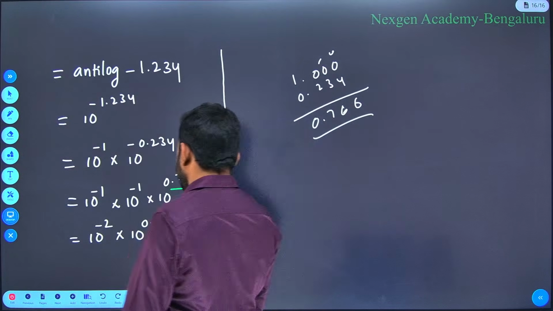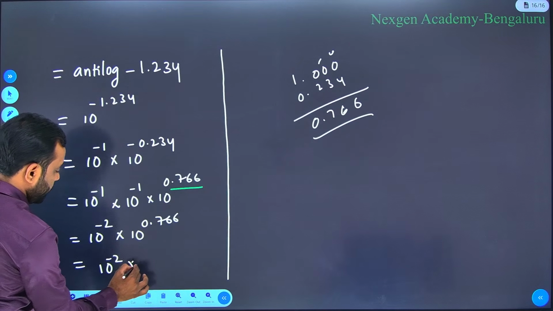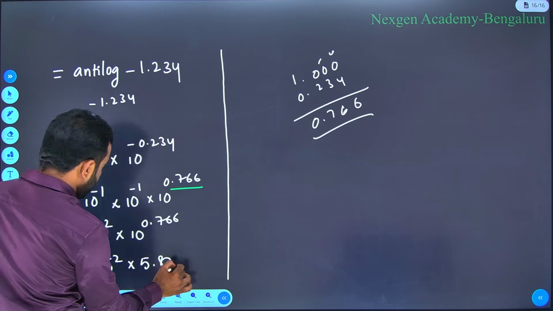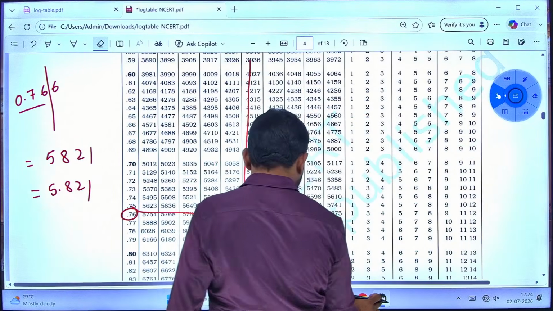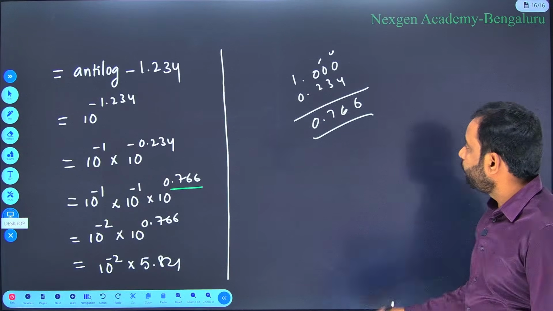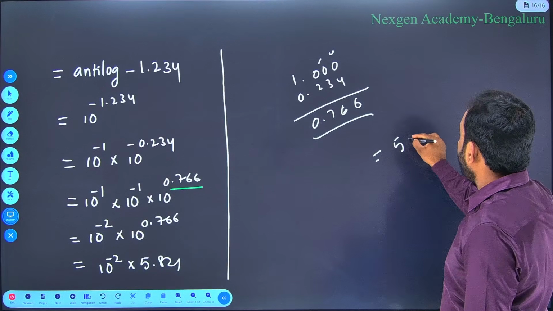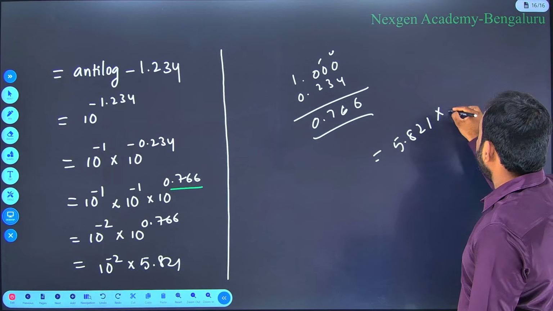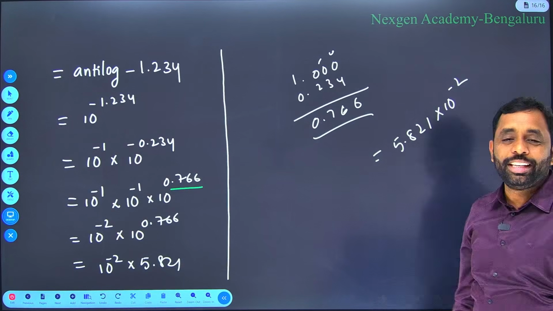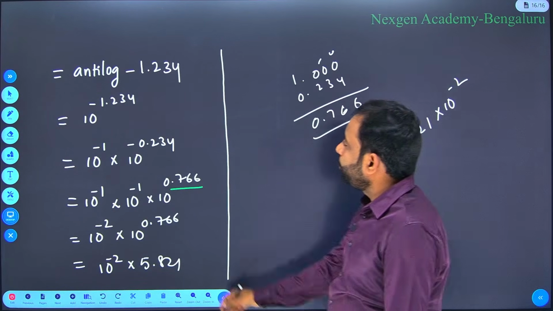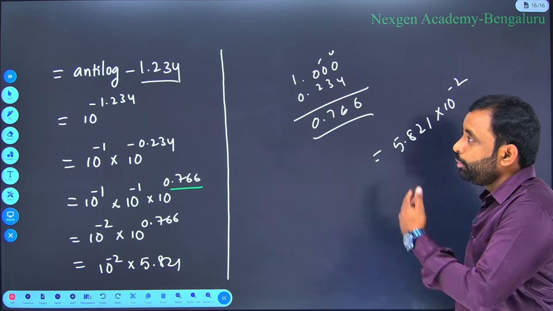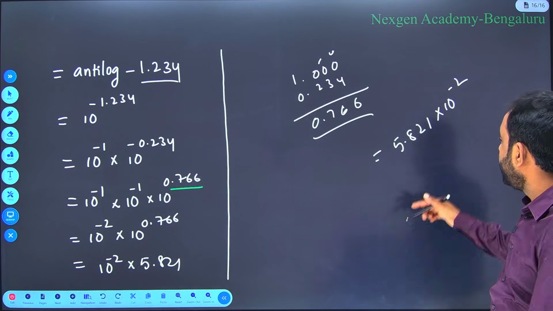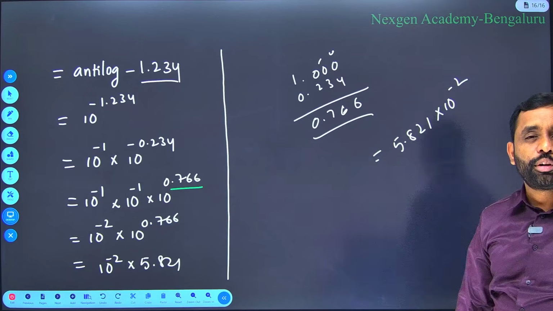Come back to the previous discussion. 10 to the power of minus 2 into 5.821. Clear, right? So the conclusion is 5.821 into 10 to the power of minus 2 is the answer. What is the antilog of this one? Antilog of minus 1.234 is 5.821 into 10 to the power of minus 2.